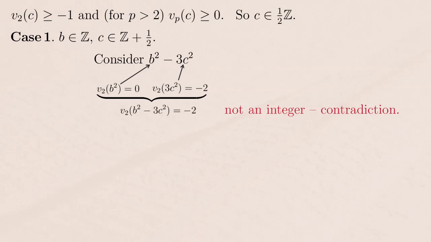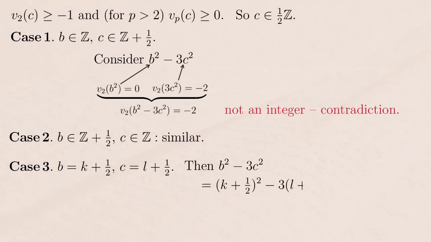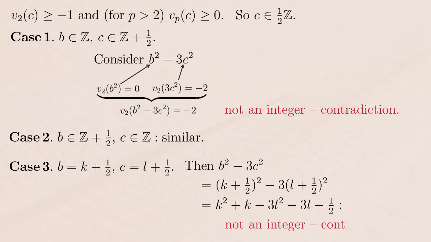Of course, the same is true in the case where b is an integer plus a half and c is an integer. And so the final case we have left is when they're both an integer plus a half. Say b equals k plus a half and c equals l plus a half. We've done all we can do with these p-valuations, so let's just deal with this case directly. When I substitute these expressions in, b squared minus 3c squared turns out to be k squared plus k minus 3l squared minus 3l minus a half. But this isn't an integer either, so we can rule this case out too.